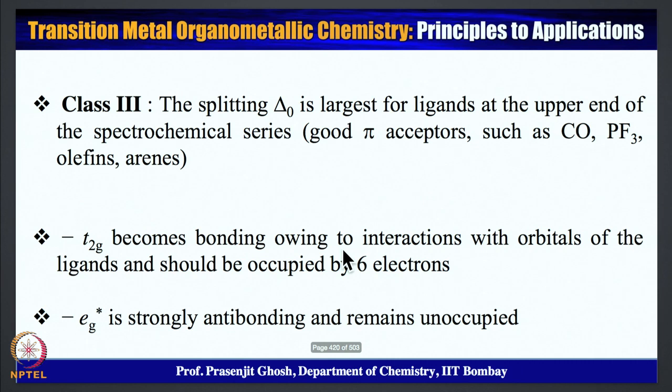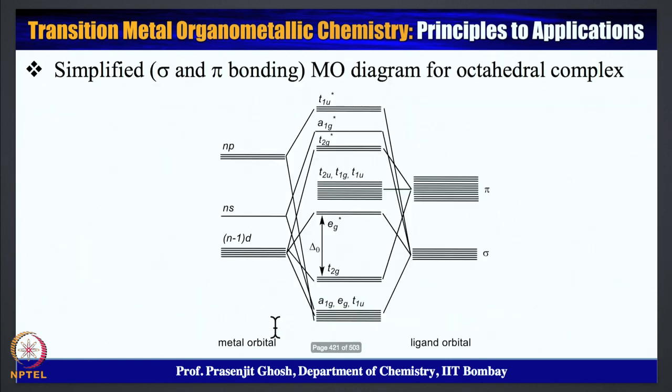type 2 complexes. Then comes class 3 types, where the splitting is the largest, and this is good for pi acceptor ligands such as carbon monoxide and PF3, and here t2g becomes bonding owing to interaction with the ligand orbitals and is occupied. As a result, they are always occupied, and eg* is strongly antibonding and remains unoccupied.